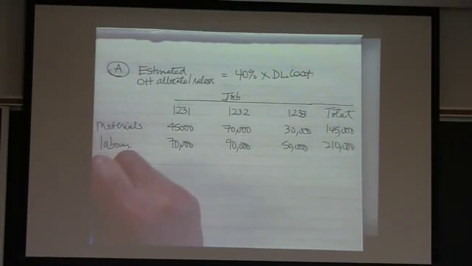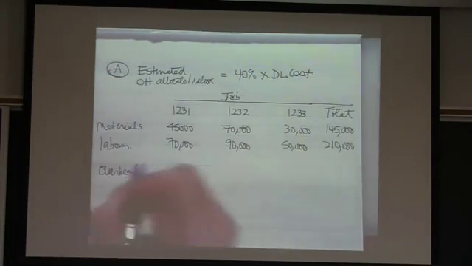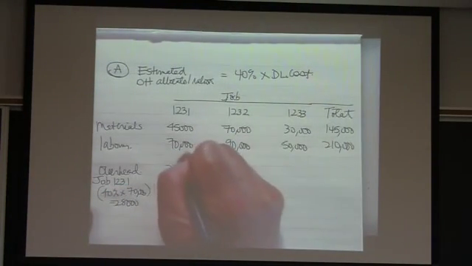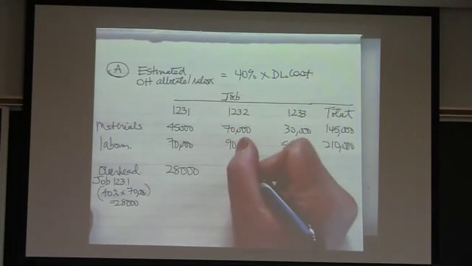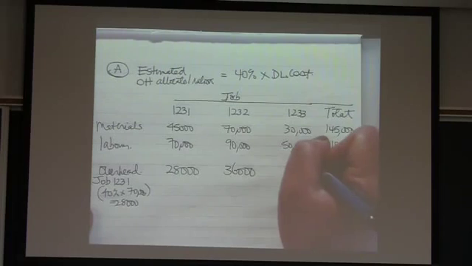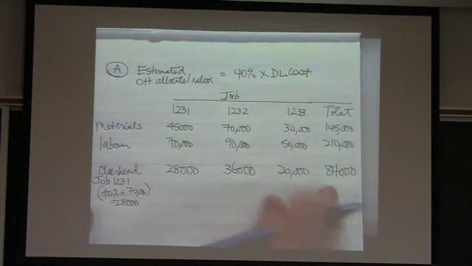So the overhead is going to be, for job 1231, 40% of 70,000, which is 28,000. I'm just going to do the first one. So this one is 28,000. This one is 40% of 90 is 36,000. And 40% of 50 is 20,000. So we actually applied 84,000.